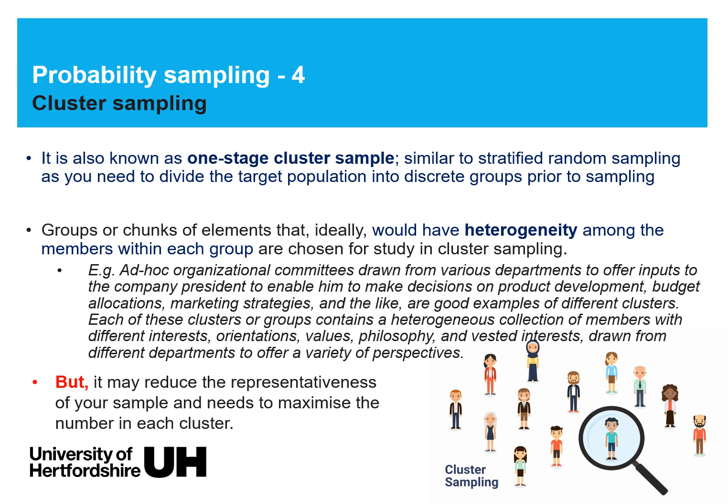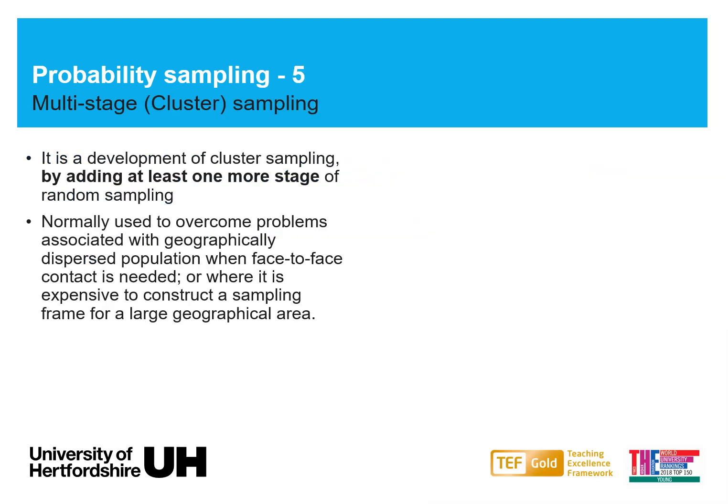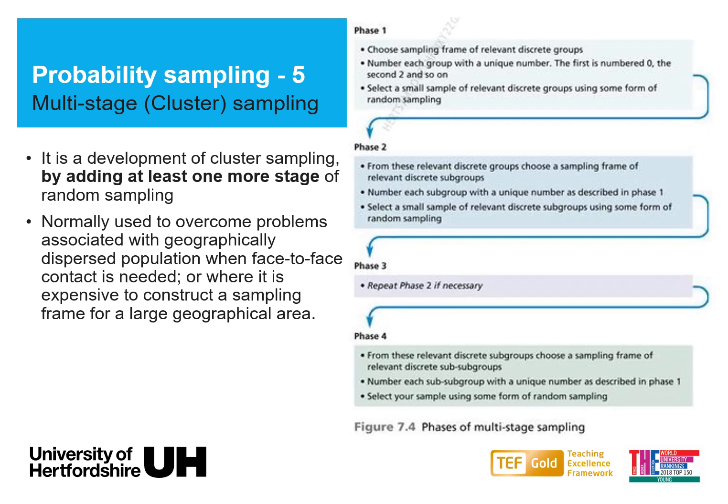So actually, beyond the above four probability or random sampling methods, there's a fifth one which is called multi-stage cluster sampling. This involves different stages, multiple stages of clustering, as we mentioned.